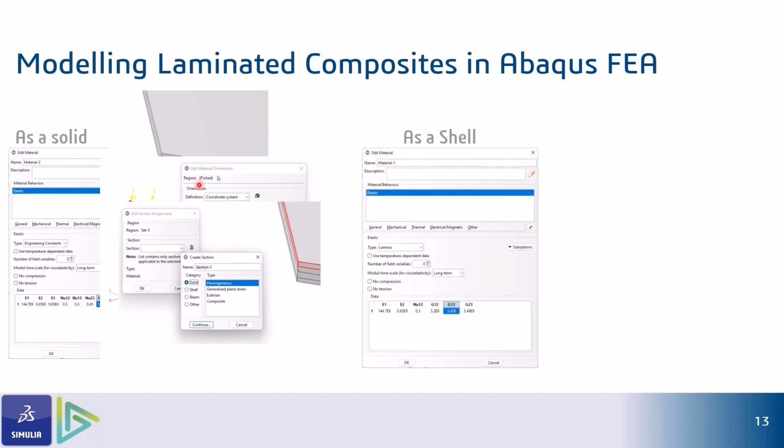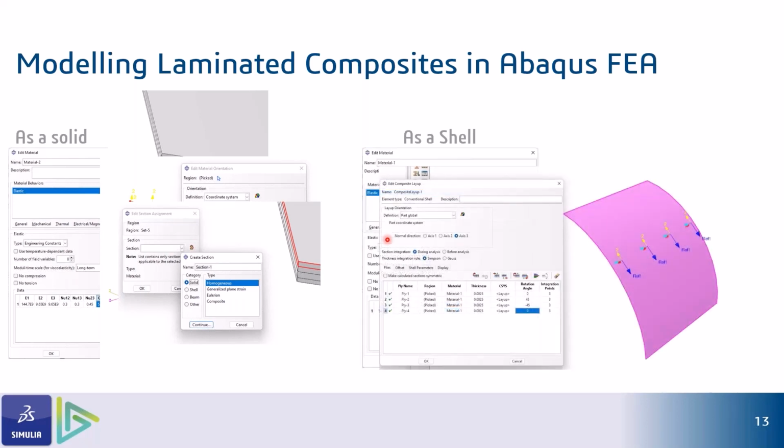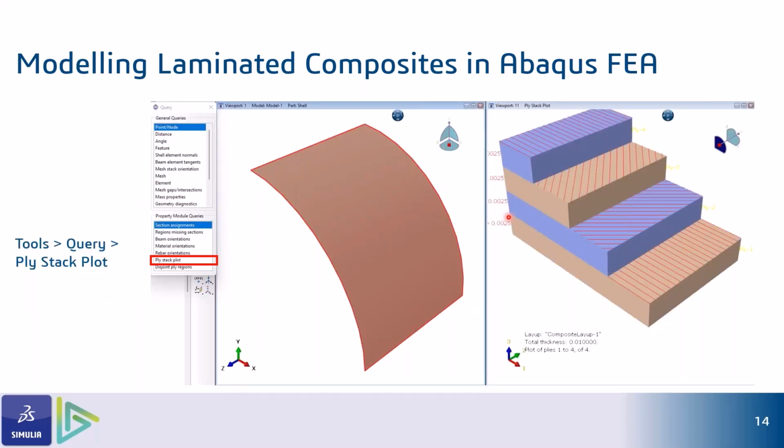With shell, it's a bit easier. All you have to do is model them as a lamina, because compared to the solid, the E3 is not present. You can just model it as a lamina. You then have to go to an option called composite layup, where, as you can see, in comparison to the solid, in this option, you can choose the material, the thickness, and the rotation angle for each ply. A lot of engineers do ask us, is it still possible to render a shell's ply stack?